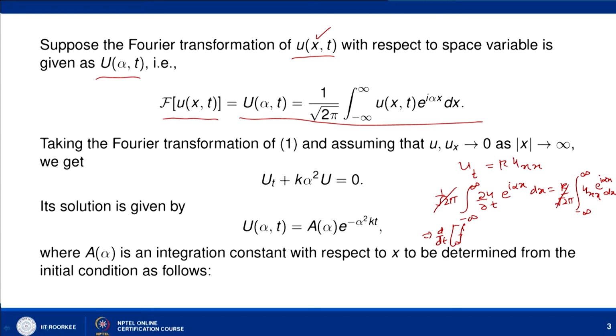So we have the integral from minus infinity to infinity of u e to power I alpha x dx equal to k times the integral from minus infinity to infinity of u_xx e to power I alpha x dx. So the left side I can write as u alpha t, and we have written that it is d by dt of u alpha t. So we can write this as u_t. Now we have to handle this term.